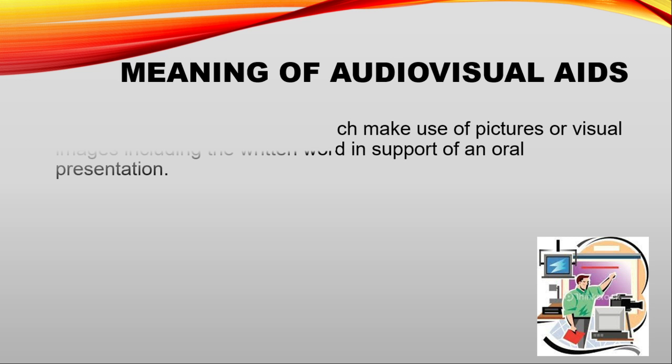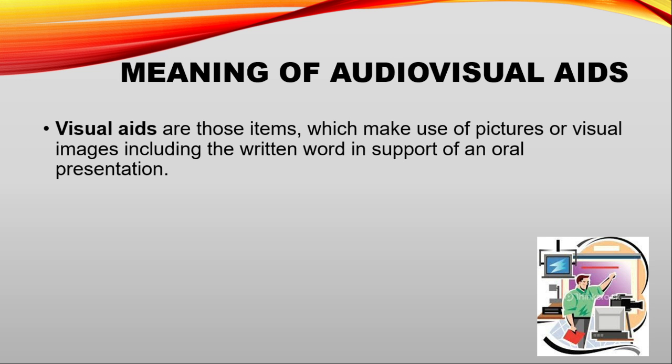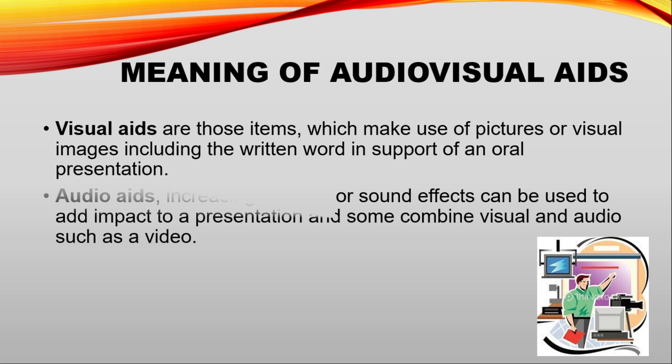So what is audio visual aids? Visual aids are those items which make use of pictures or visual images, including the written words, in support of an oral presentation. And audio aids, increasingly music or sound effects, can be used to add impact to a presentation, and some combine visual and audio such as a video. If you combine the visual aids and the audio aids, they become audio visual aids.